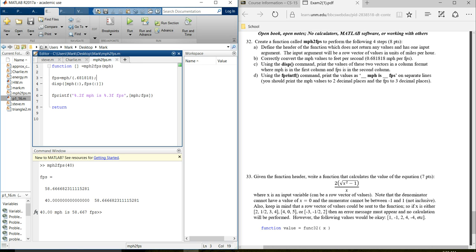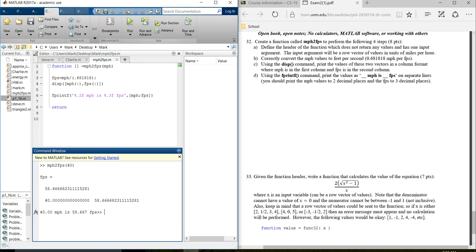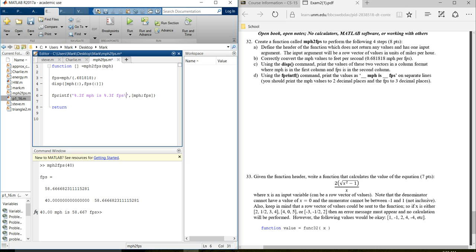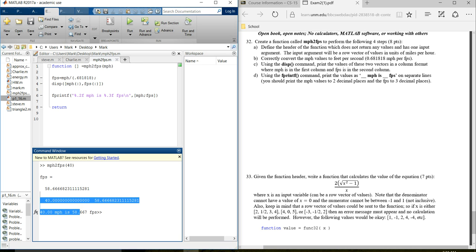So save it. And I should put a \n right here, because it did ask me for output on separate lines. So I guess I would have been counted off for that. Well, I should have been. I hope I have a cool TA.